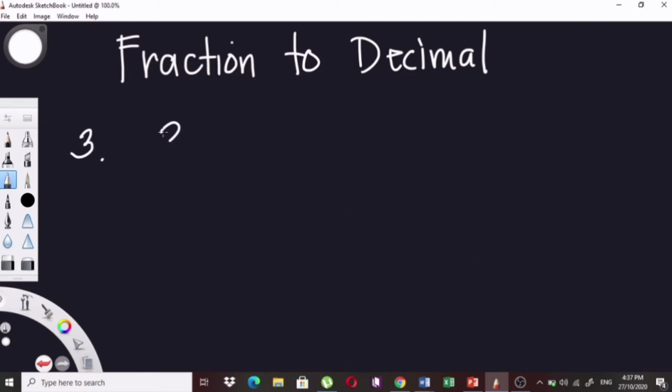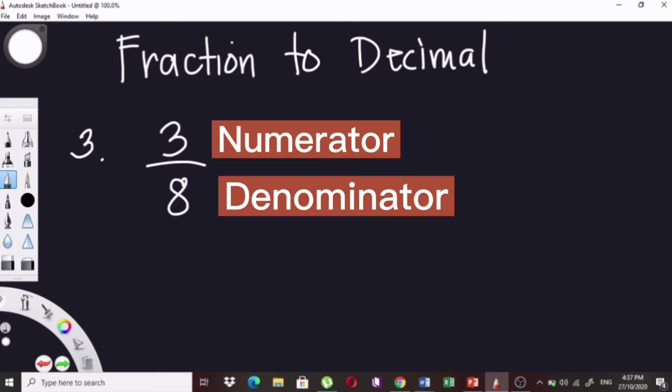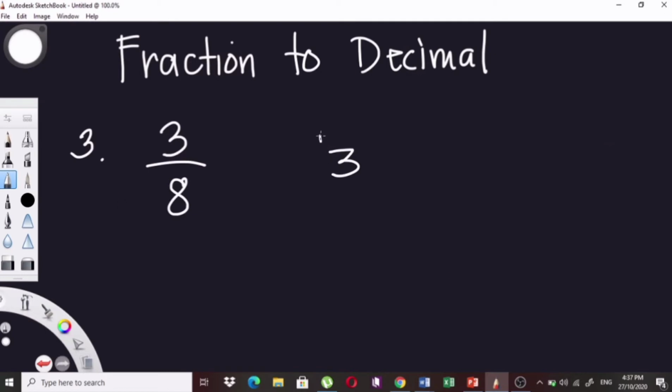Okay, let's proceed to number 3. So, we have 3/8. So, ang 3 ang ating numerator, ang 8 ang ating denominator. So, 3 divided by 8. So, mas malaki ang ating divisor kesa sa ating dividend. So, mag-a-add ulit tayo ng 0 sa loob. So, parang naging 30 siya. So, 30 divided by 8. Ilan ba ang 8 sa 30? So, 3 lang. So, 3 times 8, we have 24.